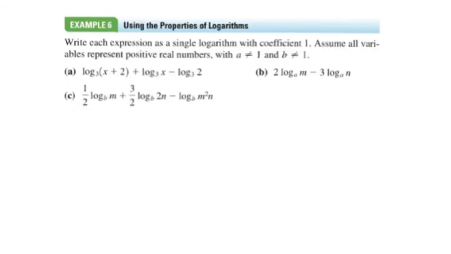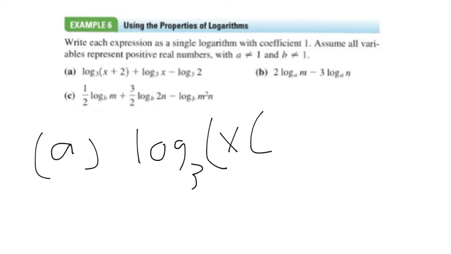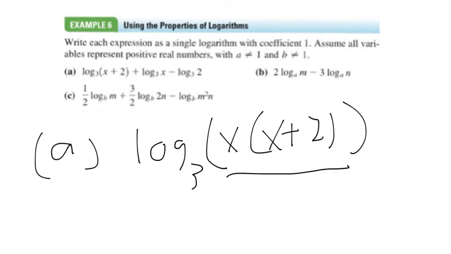Alright, for this example, I want you to write each of these as a single logarithm. Now, for part A, since we're adding the first two, we would multiply the first two together, so it'd be log base 3 of x times x plus 2. Now, since we're subtracting the third logarithm, we would just divide that part by 2. So that's how you do it.